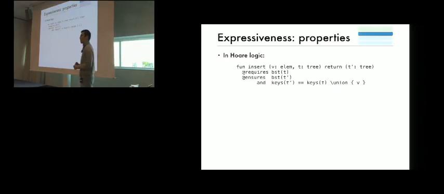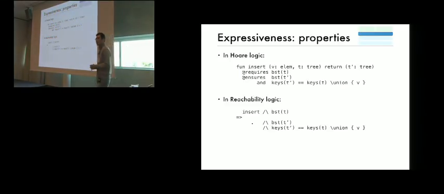Next, properties. Here we are interested in the program's input and output behaviors. That means the pre and postconditions of a program. This is very suitable to describe in reachability logic because we can just put the precondition on the left-hand side and the postcondition on the right-hand side. Okay. For example, this is a specification of the insert function of a binary search tree. The precondition says we have a binary search tree, and the postcondition says we have another binary search tree, but the keys are inserted. And this pre and postcondition can be specified in reachability logic as follows. You put the precondition on the left-hand side with the program, and then the postcondition on the right-hand side.